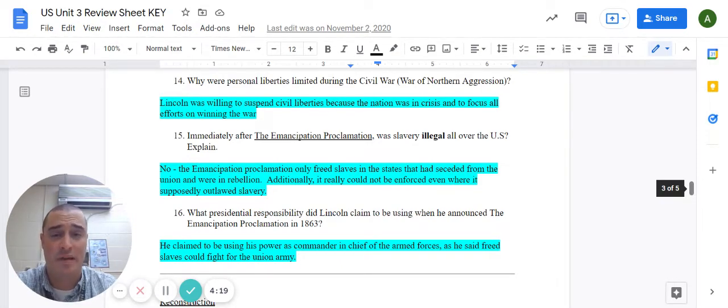Lincoln was willing to do this because he was so focused on victory and preserving the Union that he was willing to set aside some of those civil liberties and suspend things like the writ of habeas corpus to focus his full efforts on being successful fighting the war.